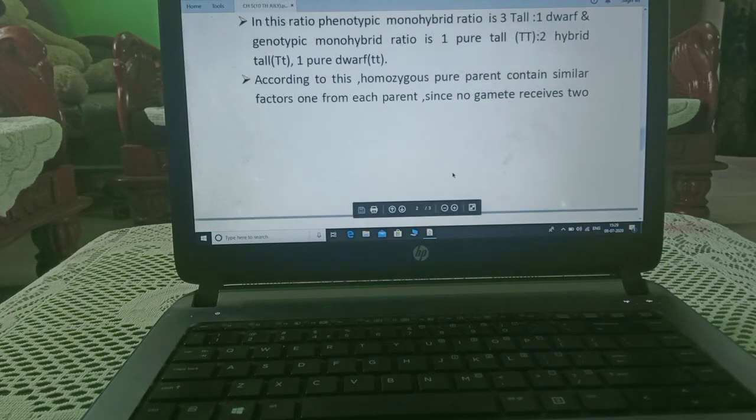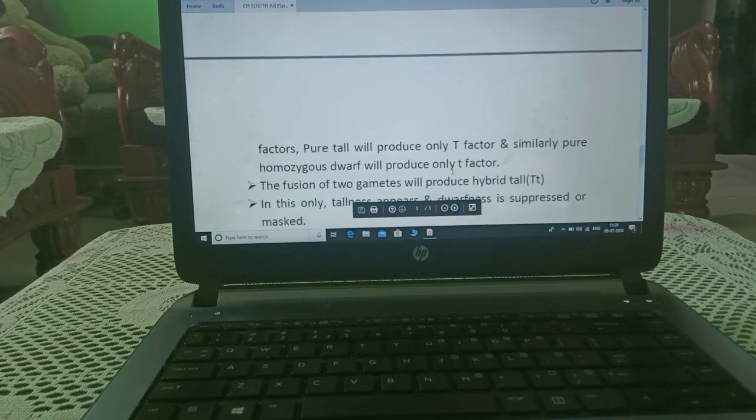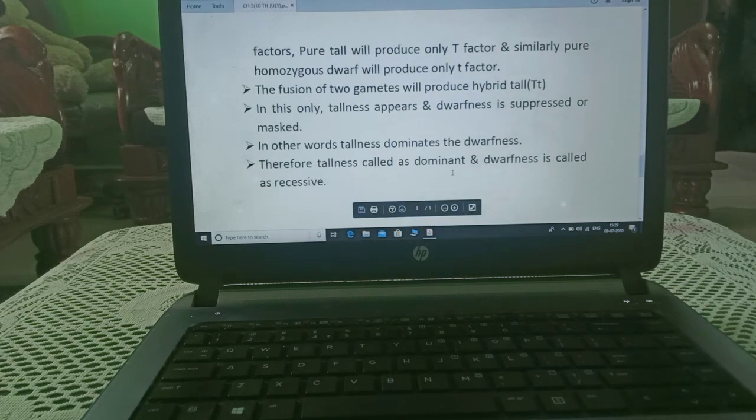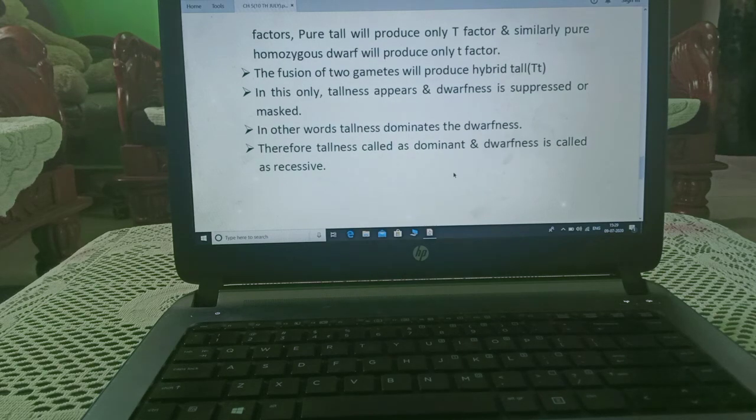According to this, a homozygous pure plant contains similar factors, one from each parent, since no gamete receives two factors. Pure tall will produce only capital T factor. Similarly, pure homozygous dwarf will produce only small t factor. The fusion of two gametes will produce hybrid, that is capital T small t. In this only tallness appears and dwarfness is suppressed or masked. In other words, tallness dominates dwarfness. Therefore, tallness is called dominant and dwarfness is called recessive.